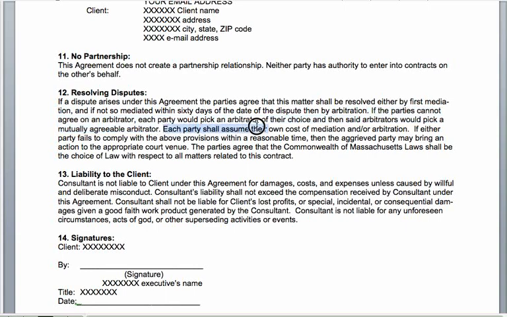Also, you want to put in here that each party assumes their own cost of mediation or arbitration, so that your client doesn't attempt to hold you responsible for paying for their attorneys or other legal services.